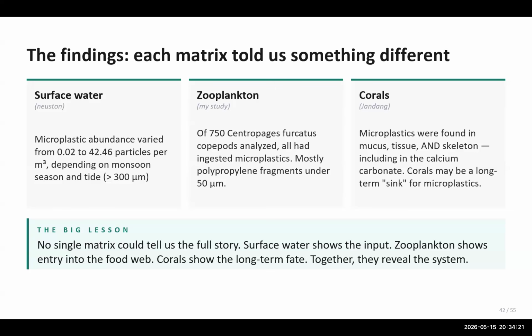And in the case of the corals, we could find microplastic in the mucus outside, in the tissue of the corals, and also in the skeleton, including in the calcium carbonate. We found microplastic inserted in the carbonate. So that's very interesting information, because we consider that maybe corals could be a long-term sink for microplastics. That means that once the microplastic gets to the coral skeleton, it cannot be released again to the environment and will stay there forever.